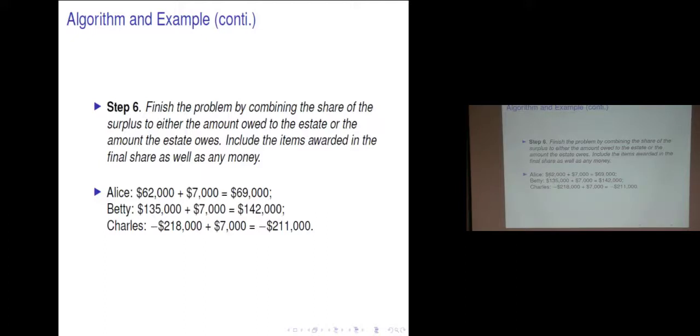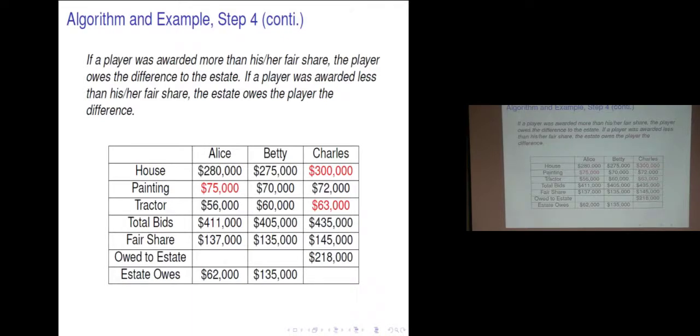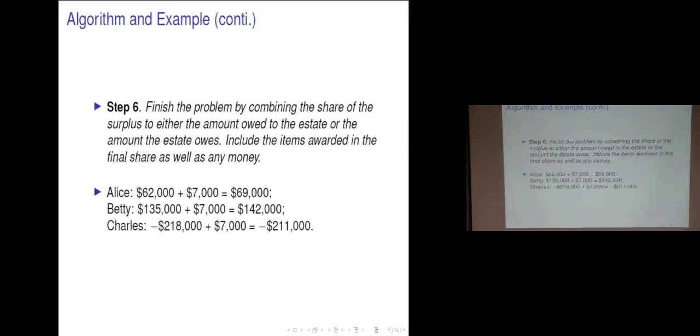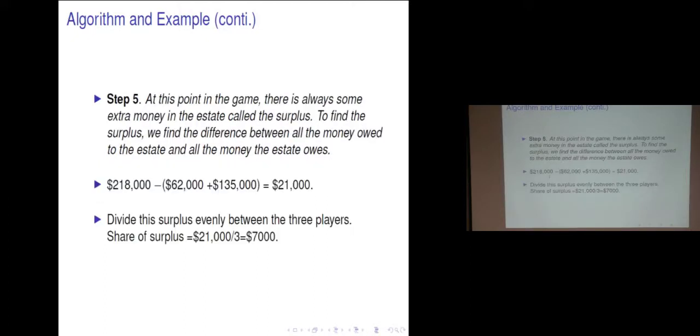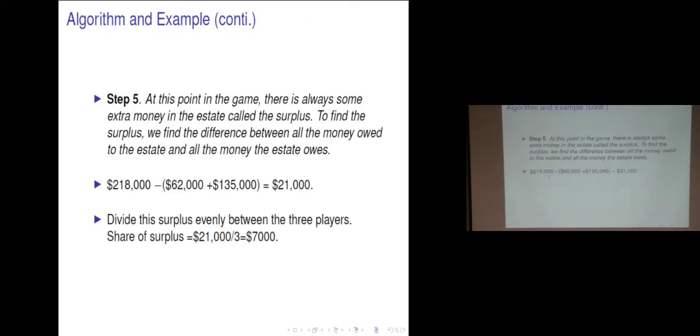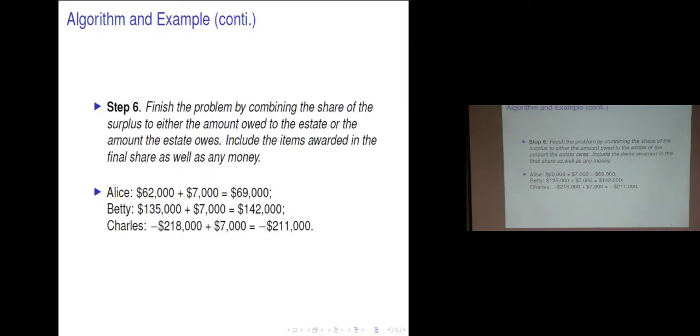Okay, so let's see. The estate owes Alice this amount. After dividing the surplus, Alice deserves 7,000 more, so you get the sum of 7,000 plus this. And the estate owes Betty this amount, but after adding the surplus, another 7,000, you get this. And Charles, originally, he owes the estate this amount, but he is going to get 7,000, so you have to take away 7,000 from here. So now Charles owes slightly less, only this amount. Okay, so these are the calculations for step six.